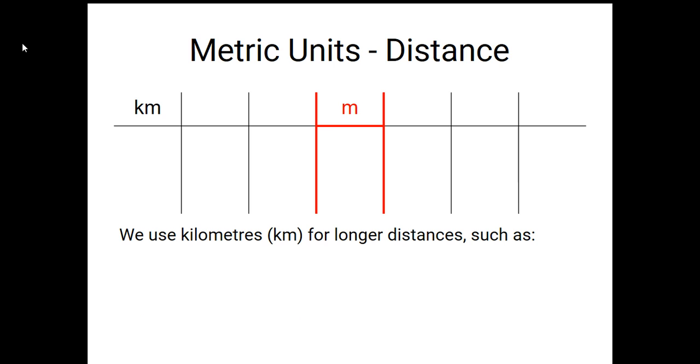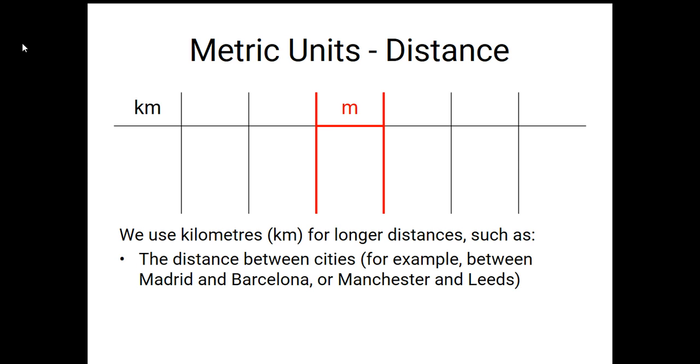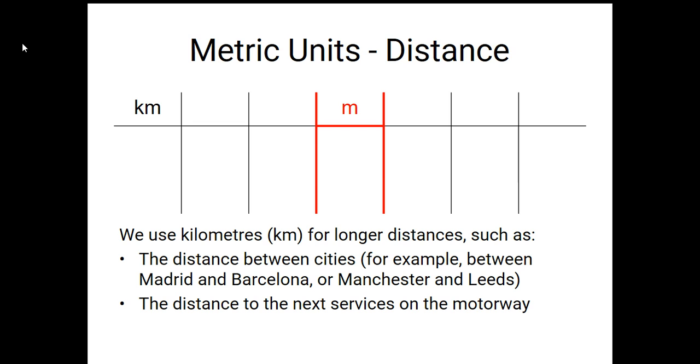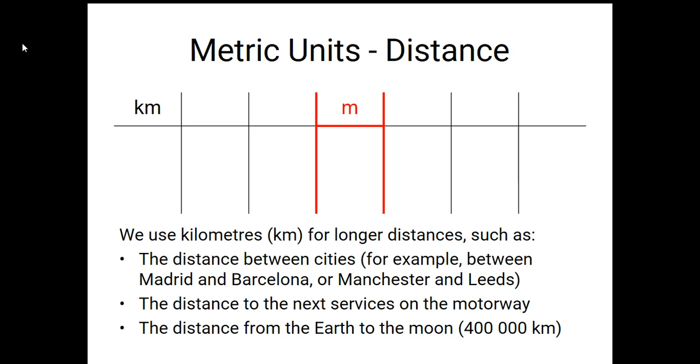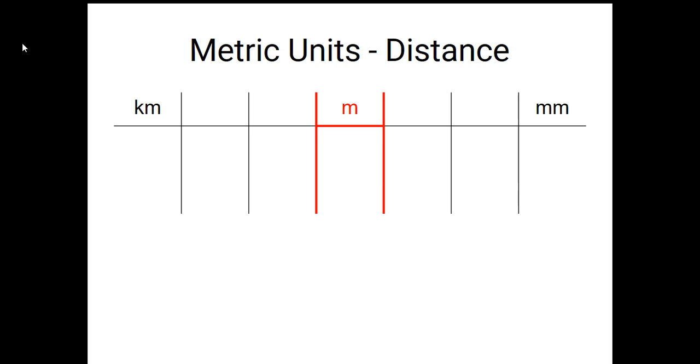The larger unit is kilometers. Now, 1,000 meters make a kilometer, so I've separated by 3 columns. We measure kilometers for distances like between cities, or along the motorway, or possibly from the Earth to the Moon, as those people that were really keen last time will hopefully remember. It's about 400,000 kilometers from Earth to the Moon.